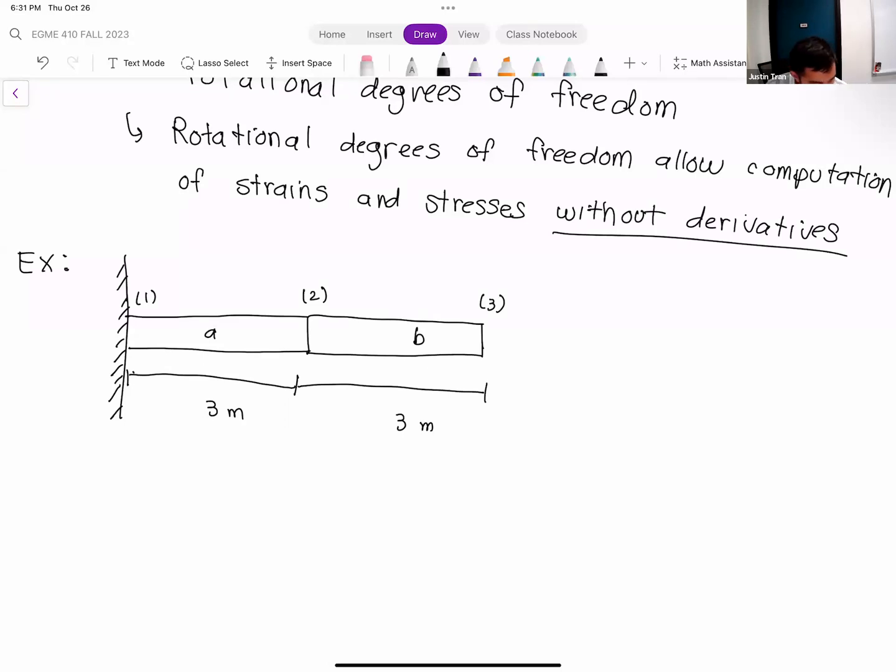But in this case, I'm going to add an additional element here, but it's not going to be a beam. It's actually going to be a spring. And so we're going to add a spring here, like this. And we're going to assume the spring is going to be fixed to the ground at the bottom. Okay. So we're going to call the spring element, we'll call that element C. Okay. And then this node on the bottom here, we'll call that node 4. Okay.